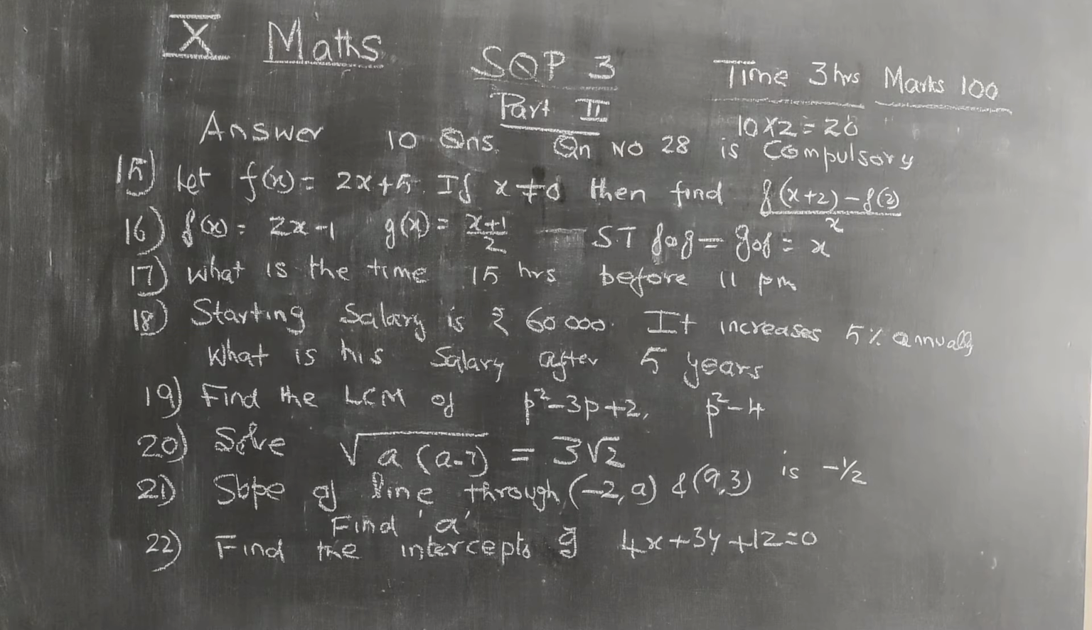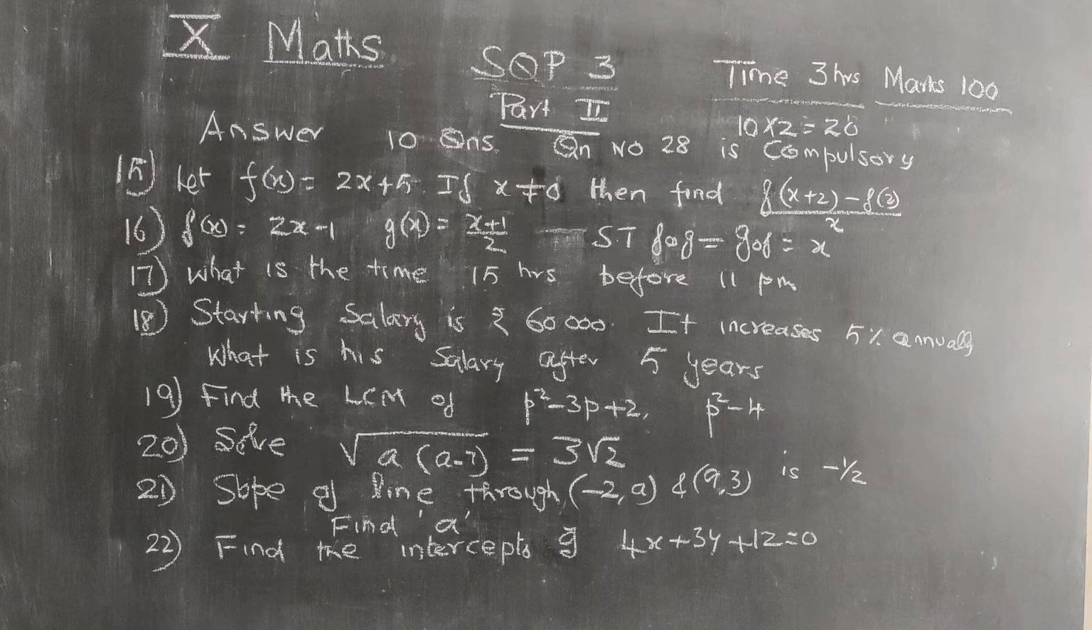Question number 15, let f of x equal to 2x plus 5 and x is not equal to 0. Then find f of x plus 2 minus f of 2 divided by x. Question 16, f of x equal to 2x minus 1, g of x equal to x plus 1 by 2. Show that f of g equal to g of f equal to x. 17. What is the time 15 hours before 11 p.m.?